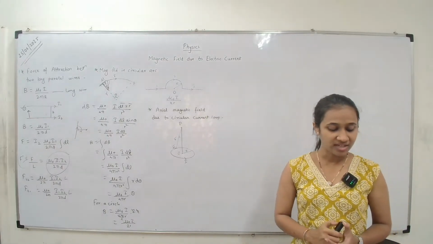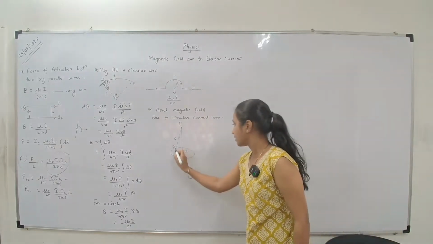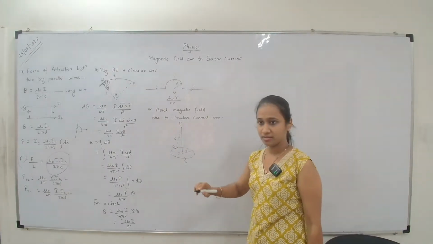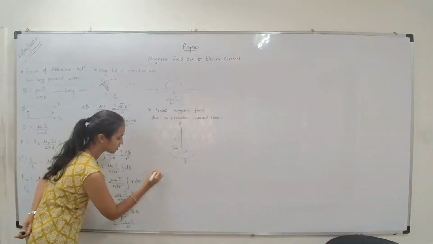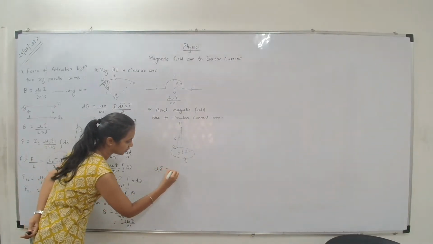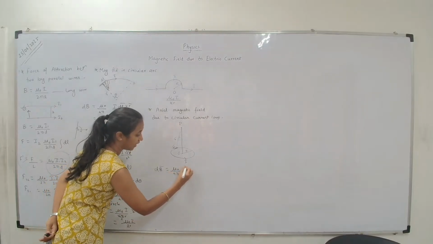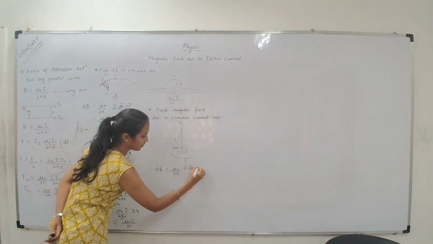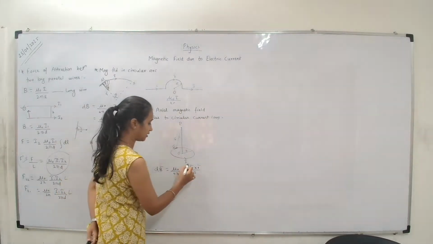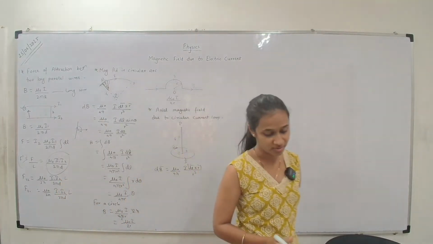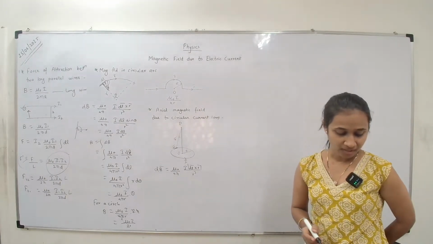Now using Biot-Savart's law, magnitude of magnetic field dB is given by. Due to this current element, magnetic field at point P is given by Biot-Savart's law. That is dB bar is equal to mu naught upon 4 pi, I dl bar cross R bar divided by R cube. Magnitude नाही, magnitude म्हणतात आणि परत वेक्टर अप्रोच. ठीक आहे. dl bar cross R bar divided by R cube.